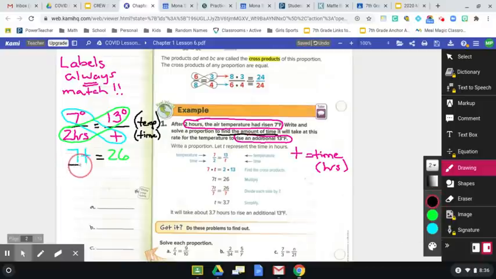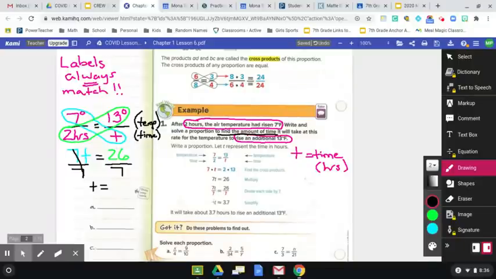So my one-step equation I need to solve. And so now I'm going to divide by 7. Remember, the opposite of that multiplication is to divide to undo it and solve and get that variable by itself. We're going to divide by 7 on both sides to balance out. So here I've got t equals 26 divided by 7.